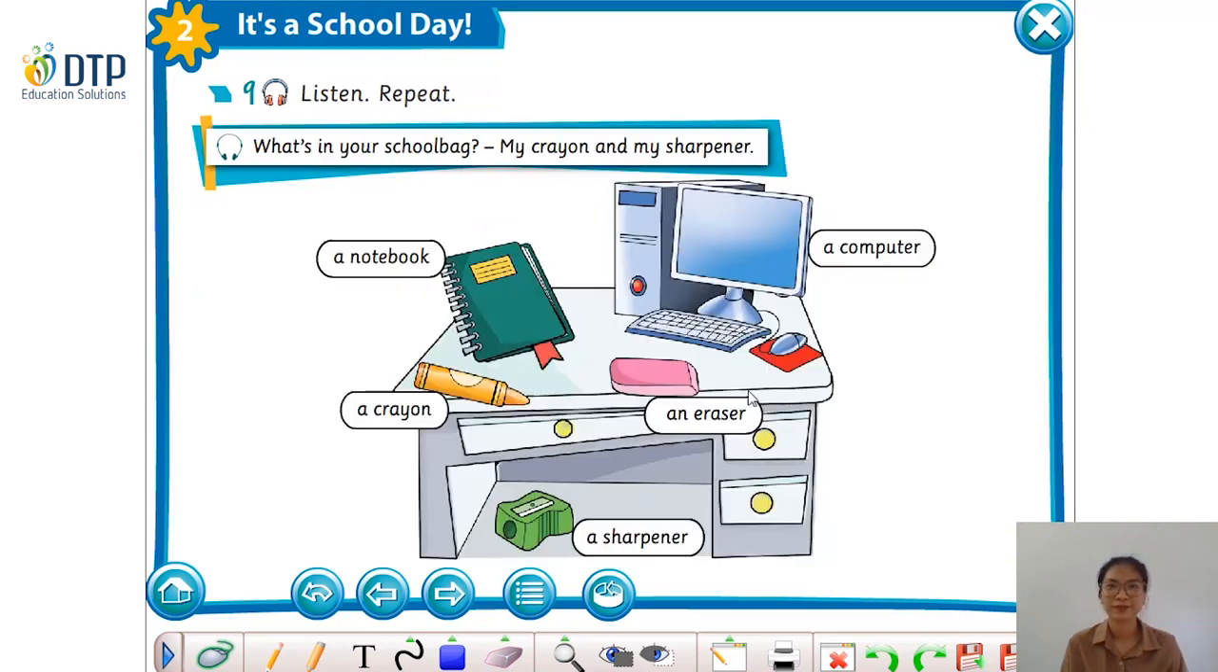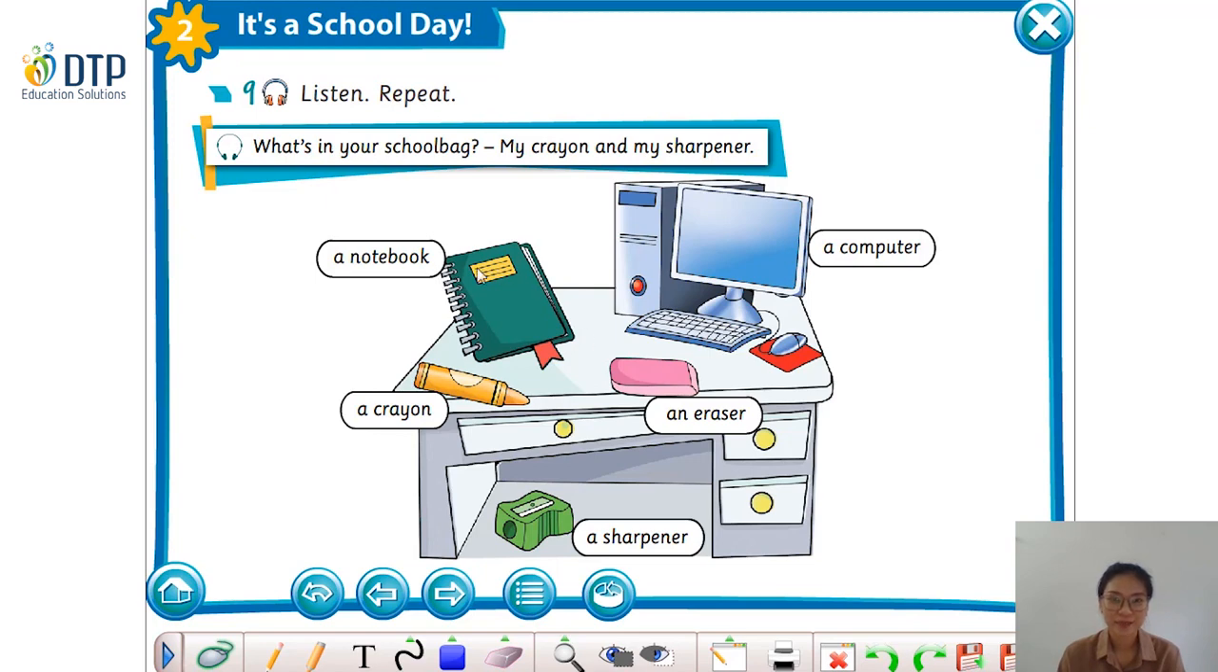Good job. The next structure, cấu trúc tiếp theo mình ôn là What's in your school bag? My crayon and my sharpener. Trong cặp của bạn có cái gì vậy? Cây bút sáp màu của tôi và cái gọt bút chì của tôi. Please answer my question. Con trả lời giùm cô vài câu hỏi nha.